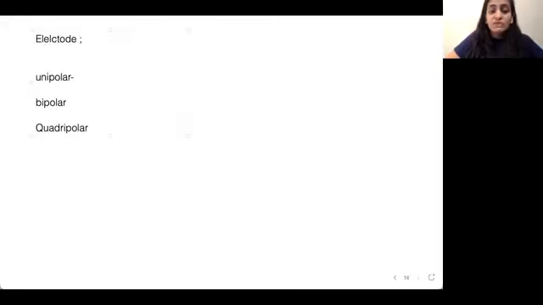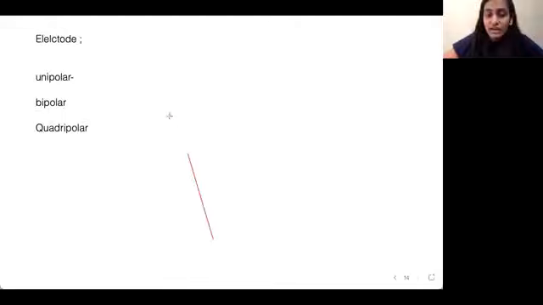What is unipolar? The one we were discussing with iontophoresis. When you just have one electrode that needs to be at the site, when you just have one channel that needs to be at the site, and the other electrode is a reference electrode which is away from that body part, that's called a unipolar placement of the electrode.